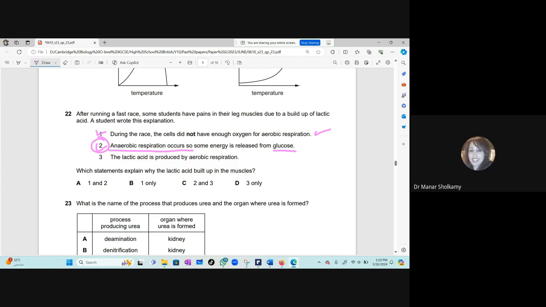Remember? So whoever said 1 only, now you know why it is A, it is not B.